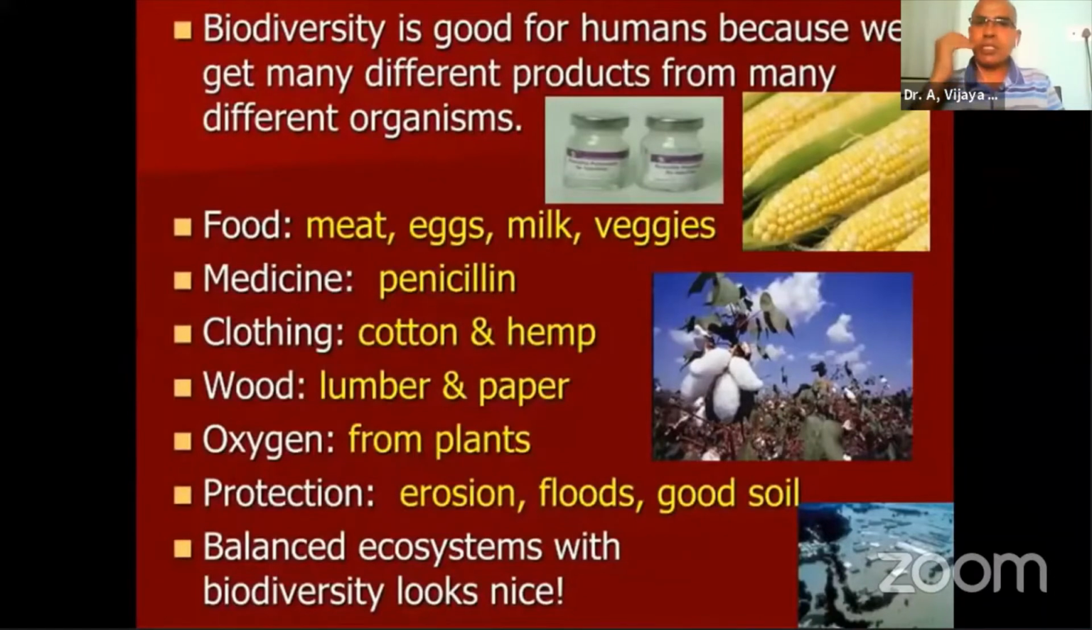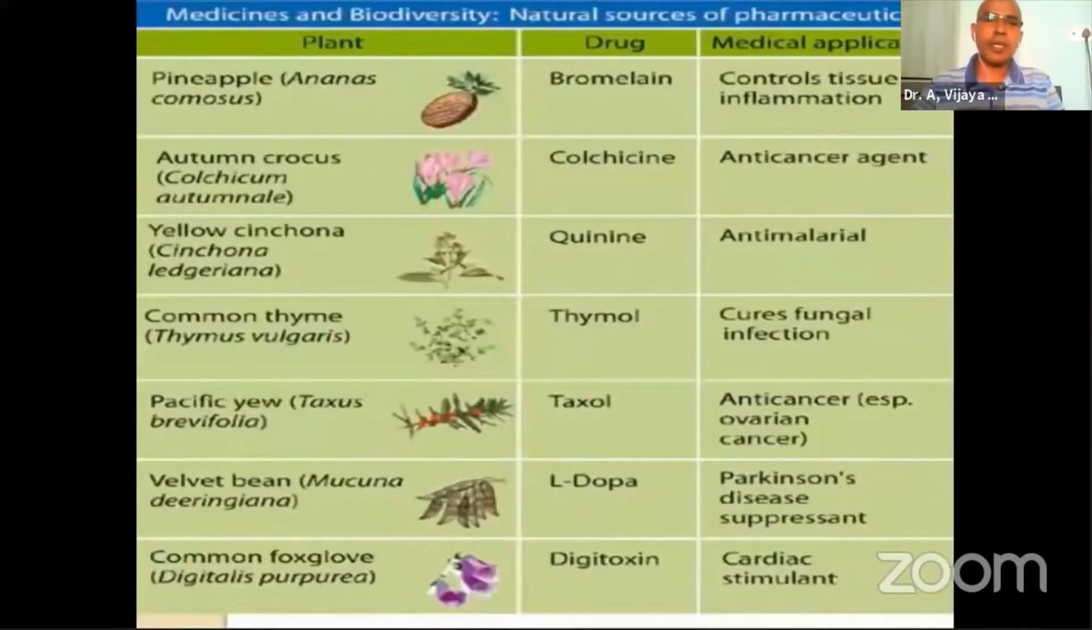Biodiversity is good for humans because we get many different products from many different organisms, like food, meat, eggs, milk, veggies, and different things. Medicine, penicillin, and there are many medicinal plants still. Even allopathic medicine extracts some medicines from plants. Clothing, wood, oxygen, protection, etc. These are all because of the natural resources.